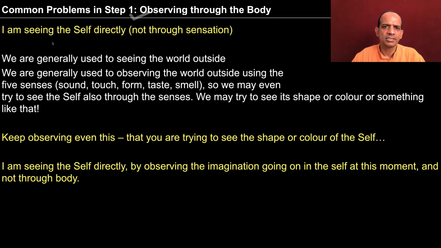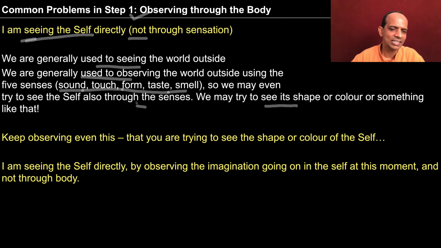But since we are accustomed to look at the world outside through the body, we try to look at the world inside, that is your imagination, also through the body. So it is possible that I am seeing the self directly and not through sensation. We are generally used to observing the world outside using the five senses of sound, touch, form, taste, and smell. So we may even try to see the self also through the senses, and we may try to see its shape or color or something like that.